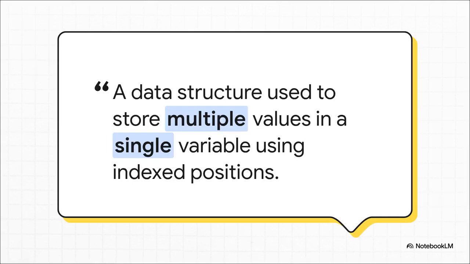So if we boil this all down to one key idea, what is it? It's this. An array in JavaScript is just a data structure for storing a bunch of values in one variable, and you use those index positions to get to them. If you remember that, you've got the core concept down.